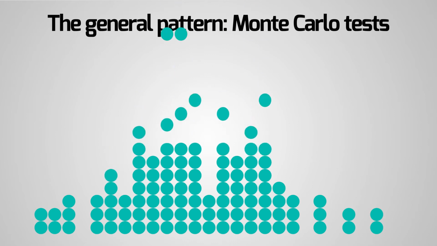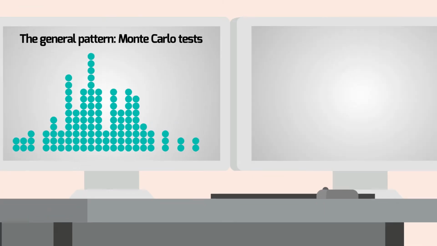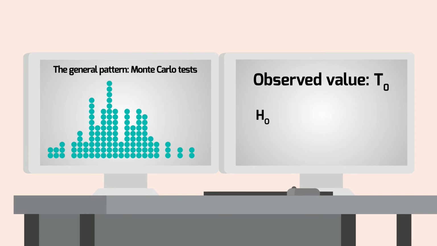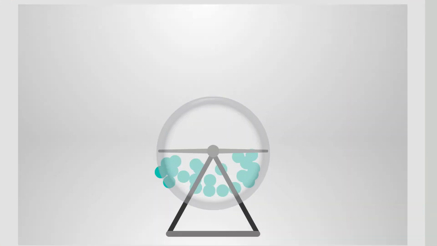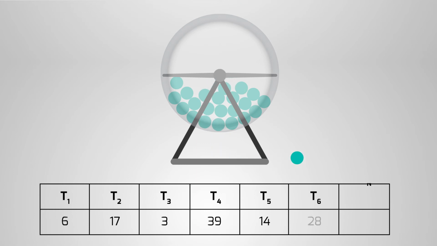It works as follows. From our observed dataset, we calculate a summary statistic, the observed value t0. We want to test whether the observed data can be explained as a realization of the null distribution, and we reject this hypothesis when t is large. So, we simulate a large number, n, of observations from the null distribution and calculate a summary statistic for each one, making up the sequence t1 to tn.